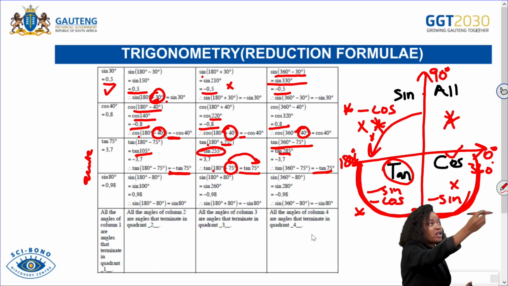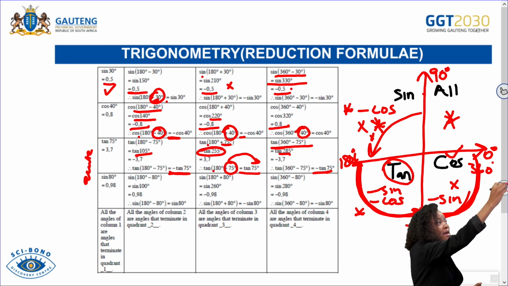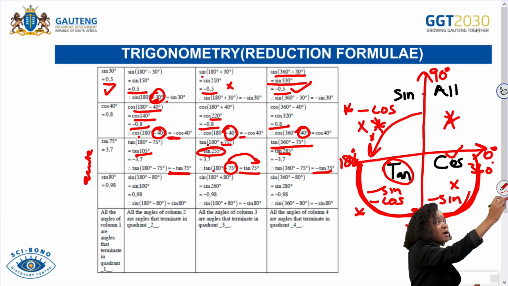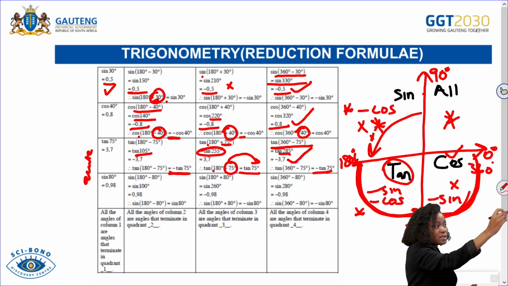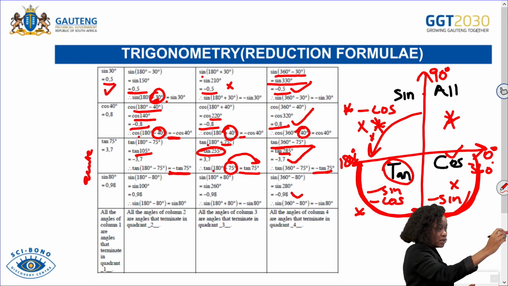So if you are looking at your answers, you'll see that sine in quadrant 4 is negative, cos in quadrant 4 is positive, and tan in quadrant 4 is negative.